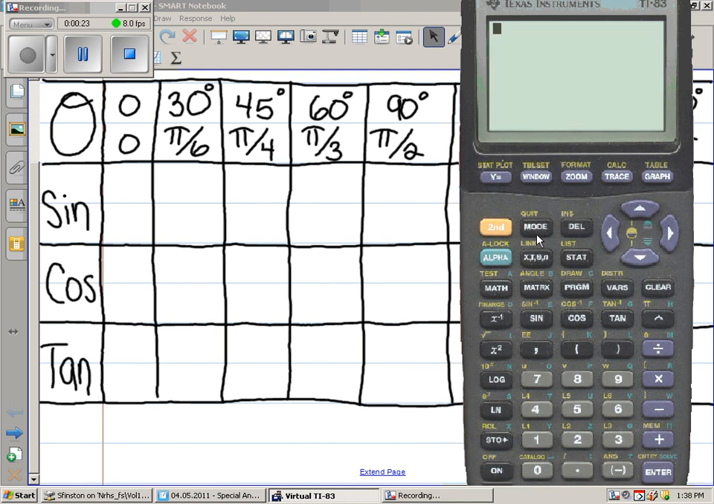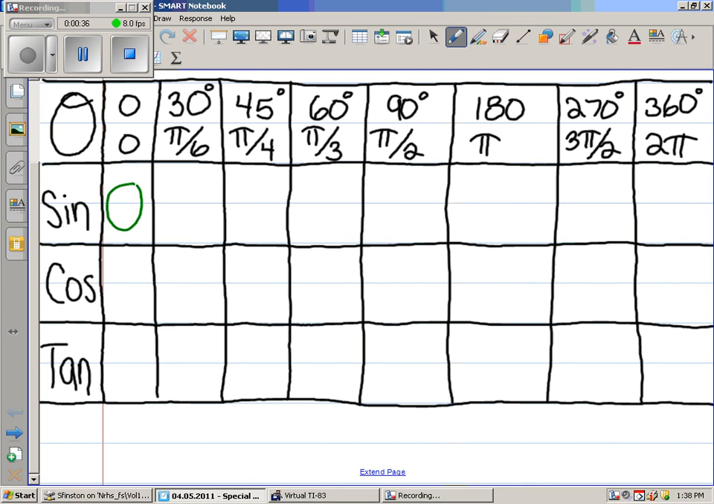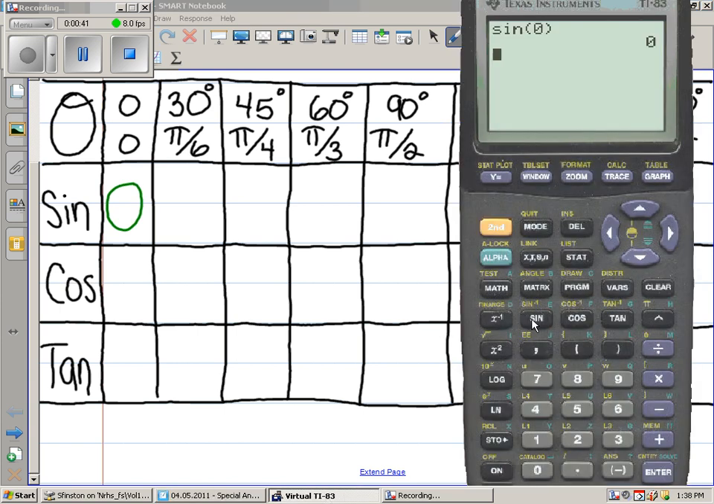Let's go. We're going to do sine and cosine first. What's the sine of 0? On your quiz tomorrow, if I ask what's the sine of 0, and you're allowed to use your calculator, what are you going to say? That's good, and I want you to fill it in like that. Now let's do 30. The sine of 30 degrees.